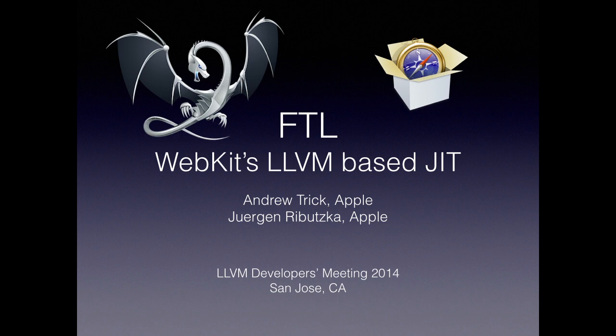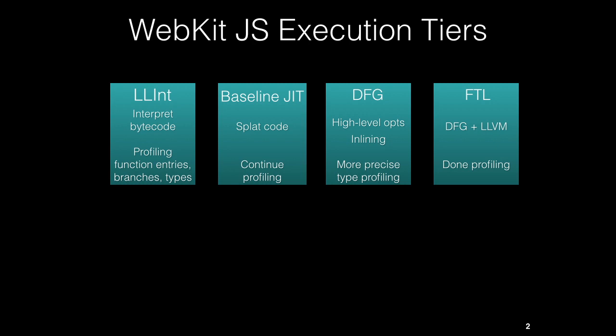So let me give you a brief overview of WebKit JIT architecture. This isn't a WebKit talk, but this will give you context for what we're talking about. So there's a good reason for 4 tiers. The first one is called low-level interpreter because it interprets an internal representation of the bytecode. While doing so, the interpreter is profiling function entries, branches, types, everything that the higher tiers are going to need to optimize.